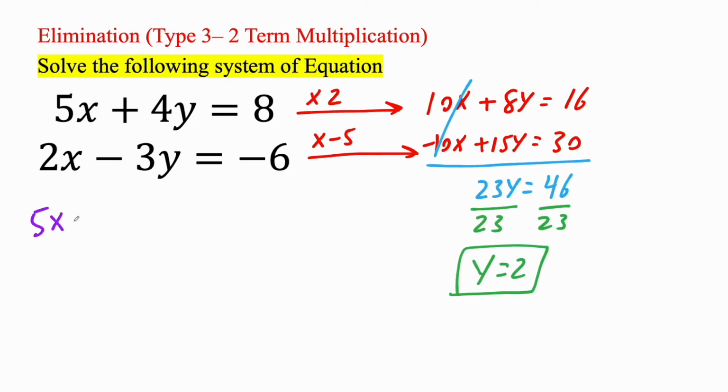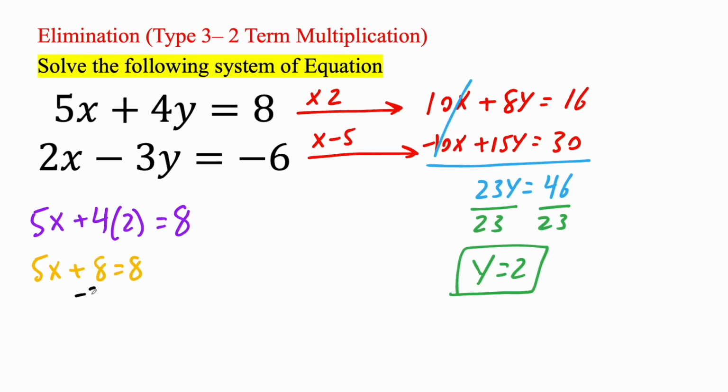And so we have 5x plus 4y. Instead of saying y, we know y is 2. So let's replace y with 2. So 4 times 2 is equal to 8. And so we have 5x, 4 times 2 will give us 8. So plus 8 is equal to 8.